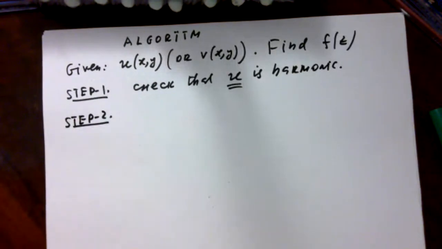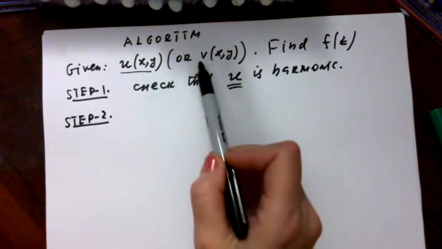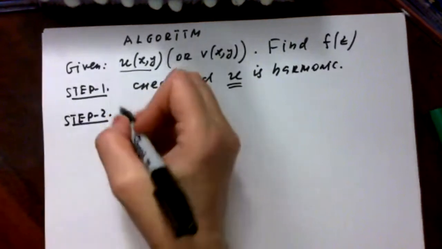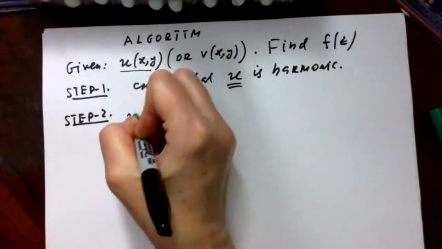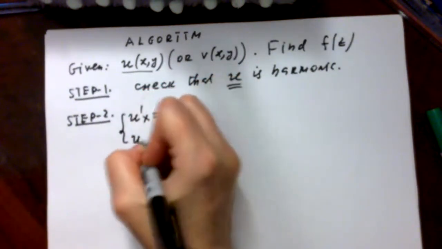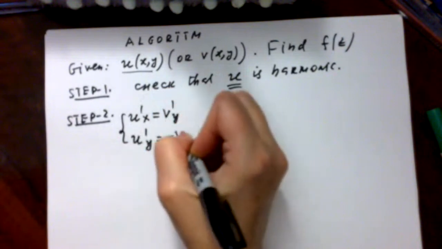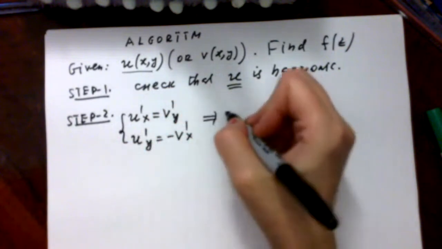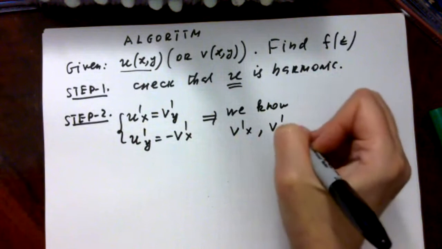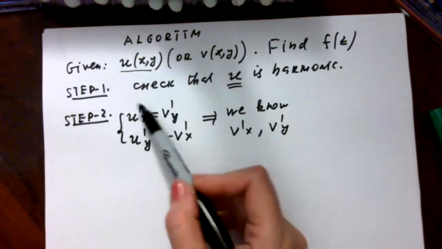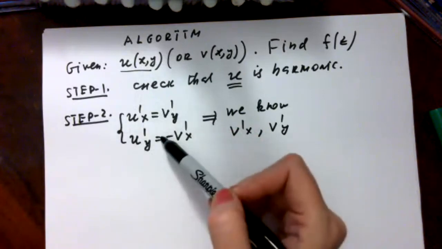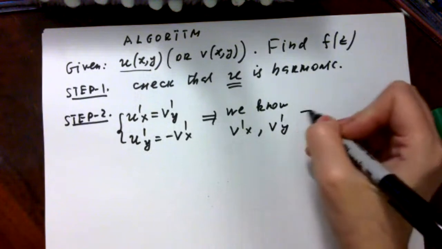What is our step two? We are given a function u now, and we need to find another function v, which is the imaginary part. How can it be done? You need to use Cauchy-Riemann conditions again. Let me write it down. u prime x is equal to v prime y, and the second equation is u prime y is equal to minus v prime x. So it means that we know v prime x and v prime y from here, because you can calculate the left-hand side, since you know the function u. As these derivatives are equal to them, it actually means that we know these functions.